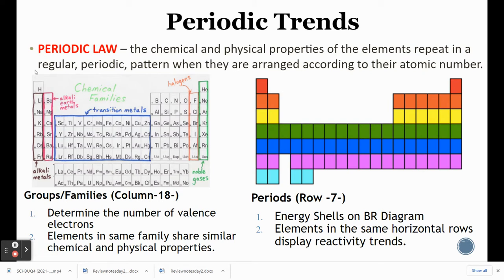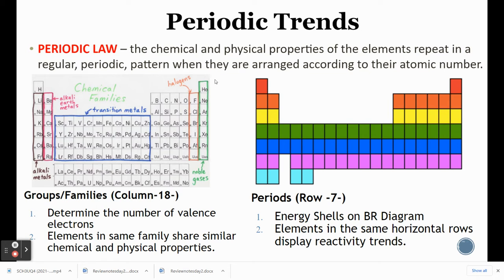And the other interesting thing about the way these elements are arranged in their groups is that elements within a group have similar chemical and physical properties. So the alkali metals have similar chemical and physical properties to each other. For example, lithium, sodium, potassium, and so forth, are all very reactive with water. They all have 1 valence electron. The alkaline earth metals share similar properties. The halogens share similar properties, are very reactive non-metals, and the noble gases share similar properties.